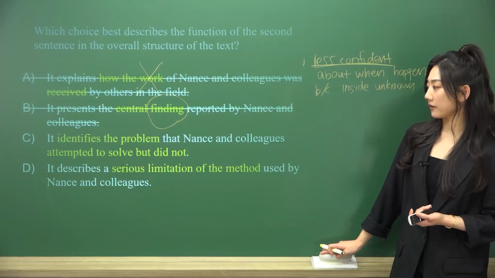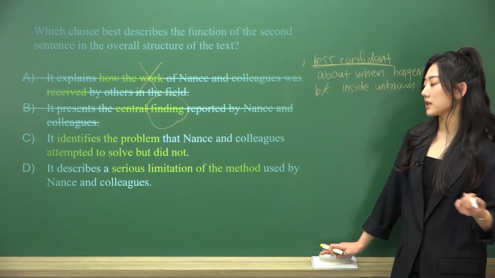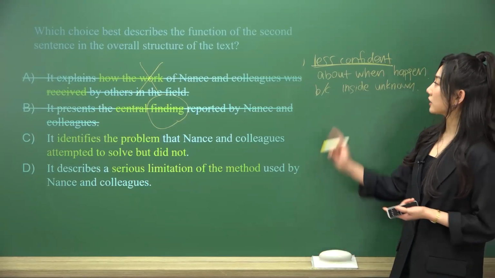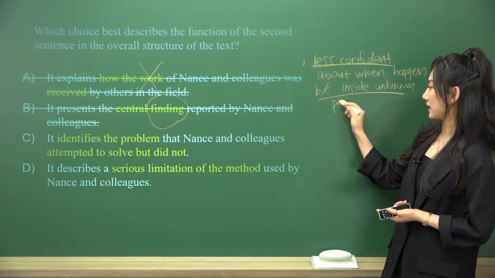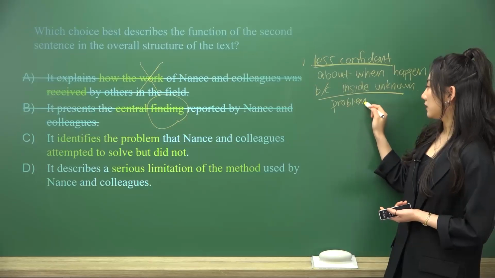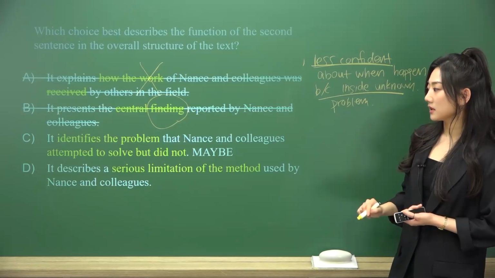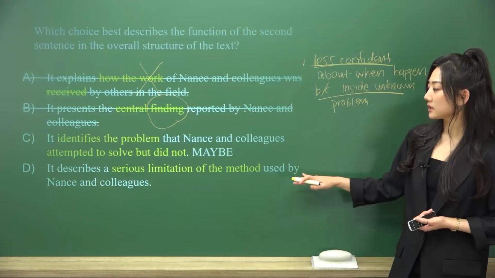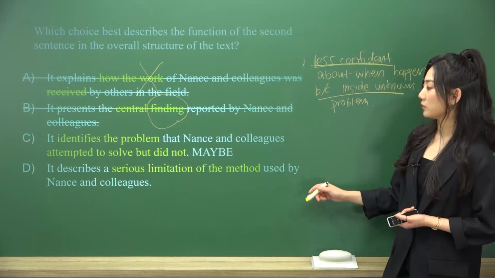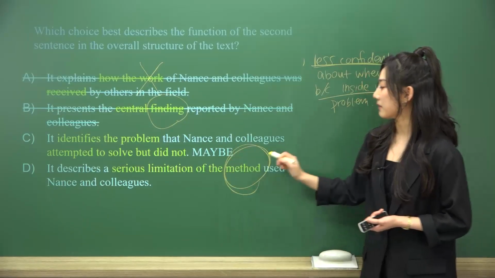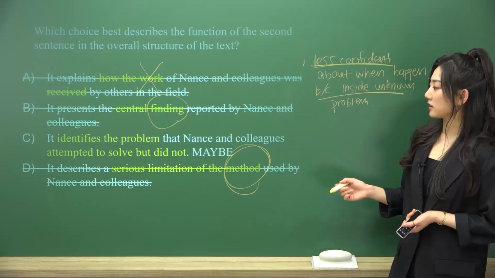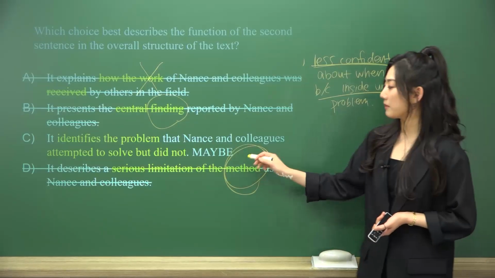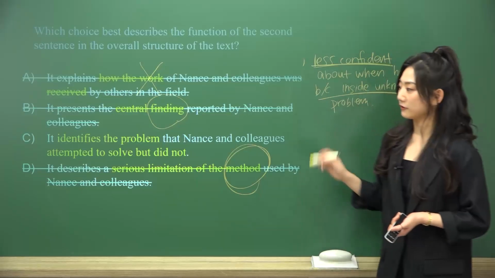C, it identifies the problem that Nance and colleagues attempted to solve but did not. Is there a problem? Sure, they're unsure about the inside, so technically this is a problem. So I'm going to leave C as a maybe. D, it describes a serious limitation of the method. Was a method mentioned, is what you should ask yourself. And no, there's no method here. So that means our maybe turns into a definite yes.